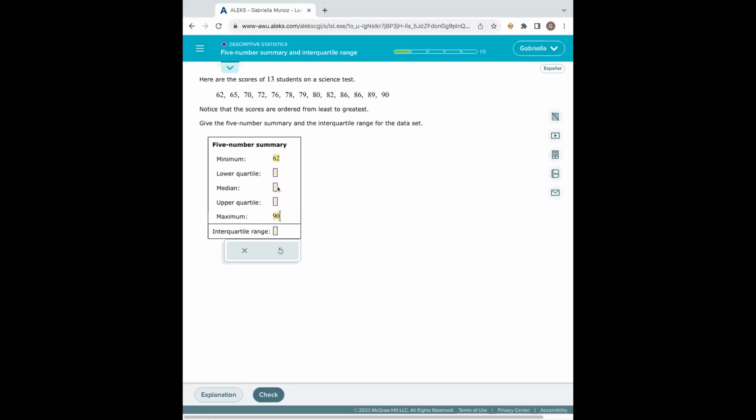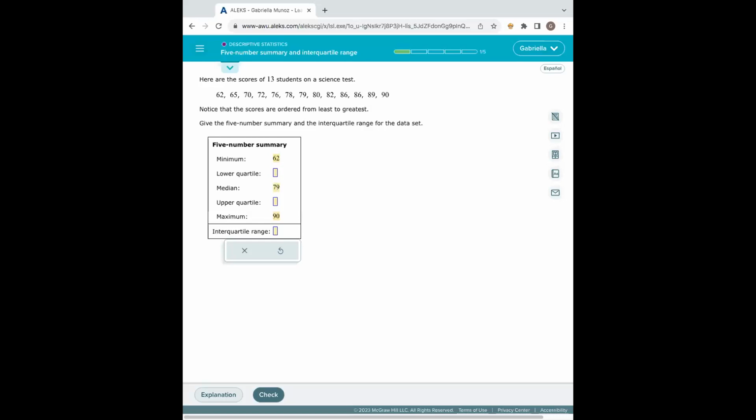Since there's an odd number of numbers, there is a middle number. It's the 7th number. Basically, you're cutting the number in half and rounding up. So 13 and a half is 6.5. You round up to 7. So the 7th number is the median. Okay, so 79.